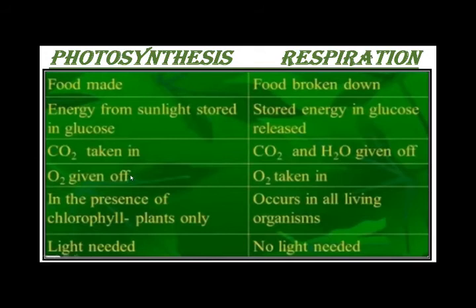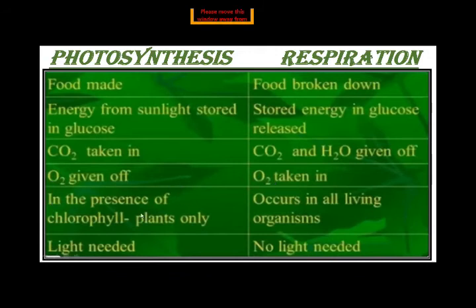So the fourth one is oxygen given out. As we all know, it is continuous in the photosynthesis process. Carbon dioxide is used and it will give oxygen as a byproduct. But in respiration, there is a difference. Oxygen will be taken in, as in the breathing of the plant. It is the important component. So oxygen is taken in.